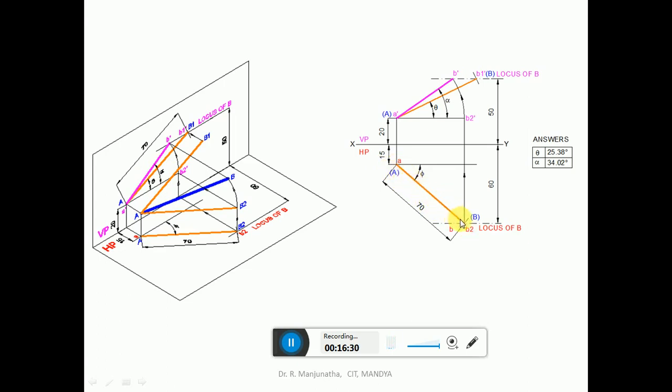When you are doing it stepwise, you take the true length in the top view and make that line parallel in the front view. That is, A dash B2 dash is the line which is parallel to HP. Now with A dash as center and A dash B2 dash as the radius, you draw an arc such that it cuts the locus of B here. This point becomes B dash, so we can measure theta and alpha. That is what we have measured here.